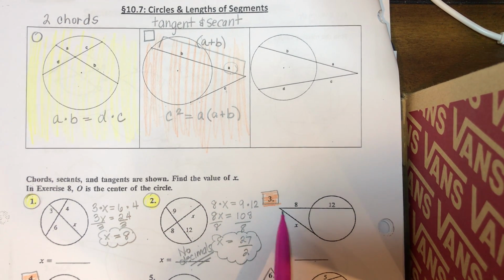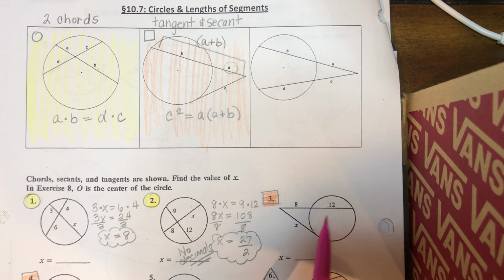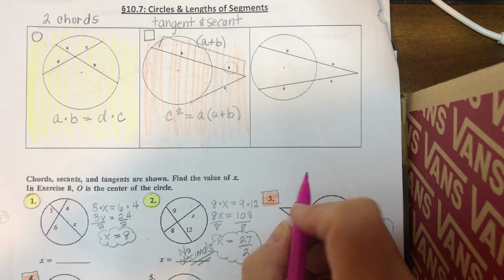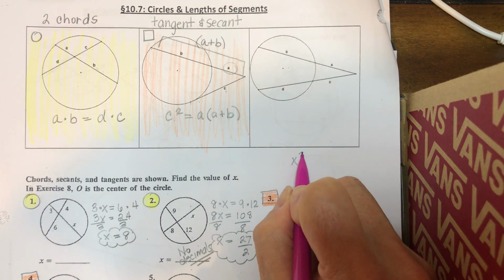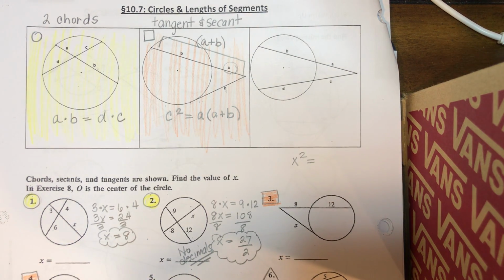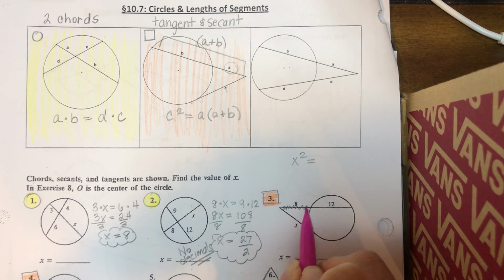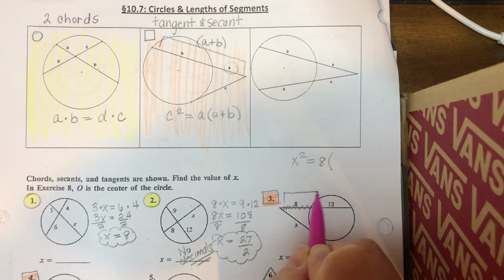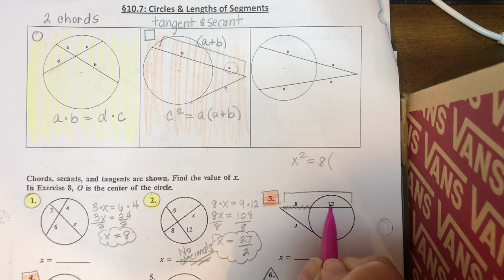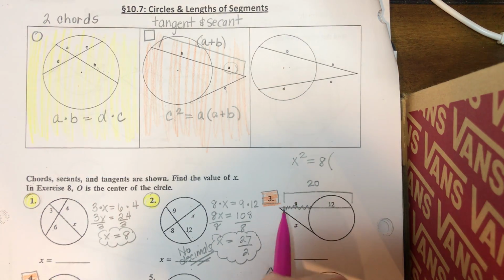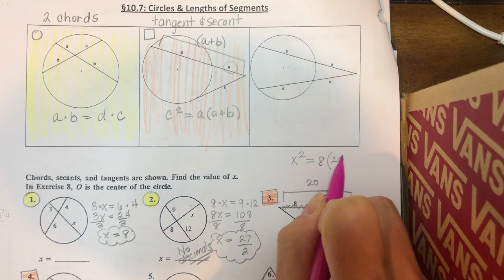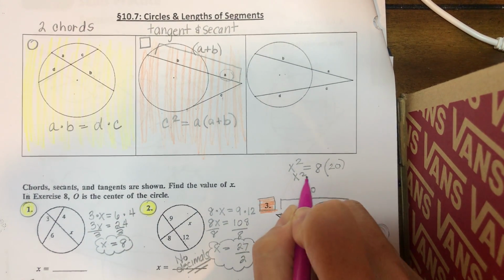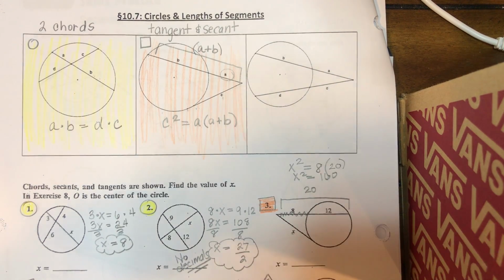So we know that we have a tangent and we have a secant. With our tangent, we want to square it. So whatever's here, I'm going to do the work right above it. X, and we square it. And we set it equal to the outside piece, 8, times these two pieces added together. Well, 8 plus 12 gives us 20. So I want to multiply it by 20. So x squared equals 160.